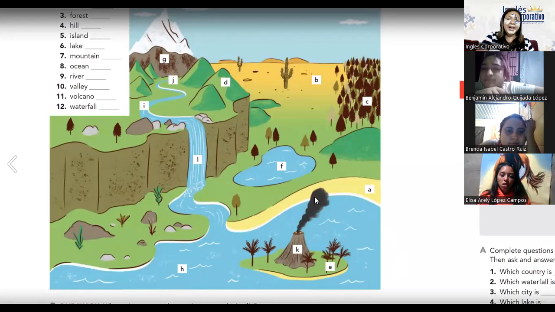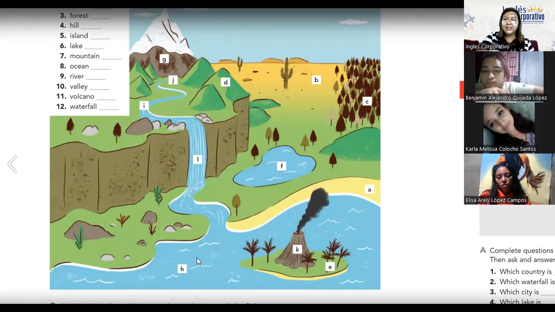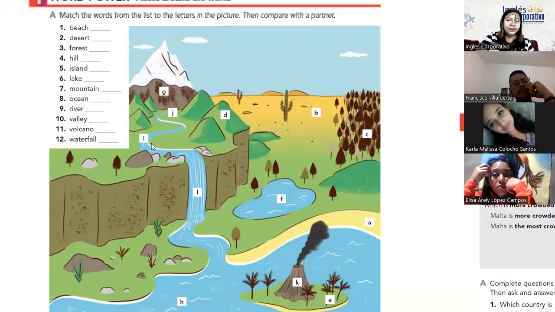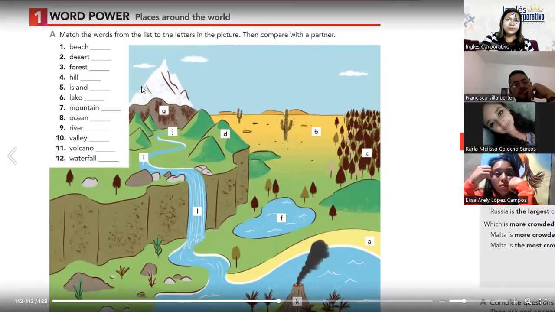And we have the volcano, which is the letter K. And we have the ocean here, right? The ocean, which is the letter H. Exactly, very nice. So this is the complete picture. Maybe you can repeat after me the pronunciation of each of these words.